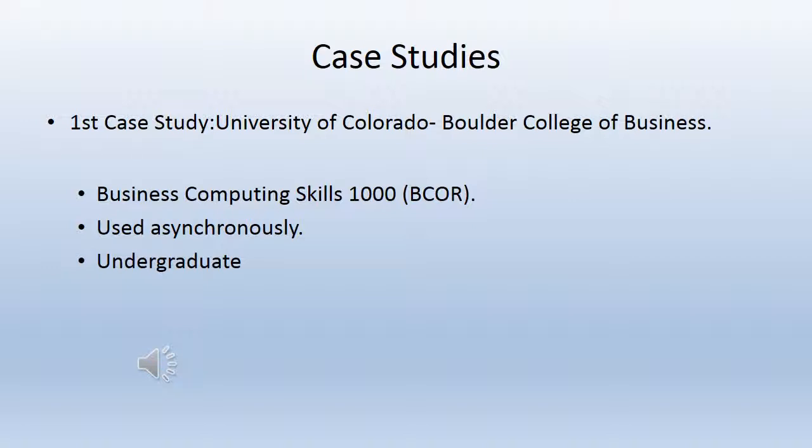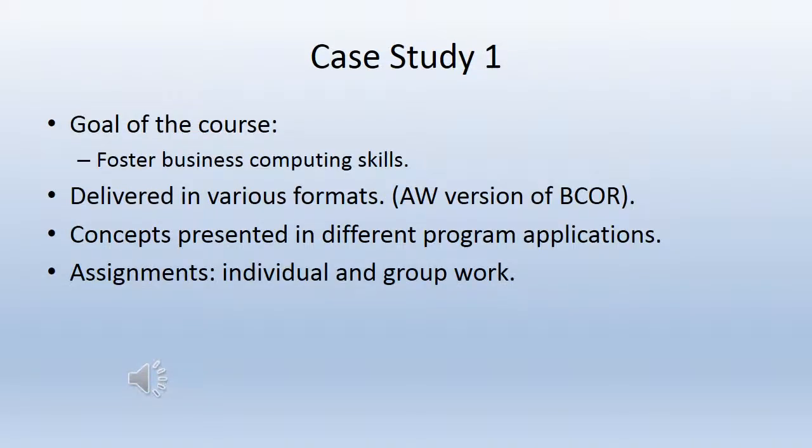The first case study is a course called Business Computing Skills 1000. It was used asynchronously by undergraduate students. In the first case study, the goal of the course was to foster business computing skills. This class was commonly delivered in various formats, such as in a traditional classroom, in a web-based environment, and in a 3D virtual environment. However, in this research, the Active Worlds version of B-Core was used.